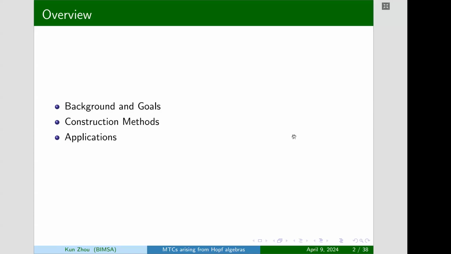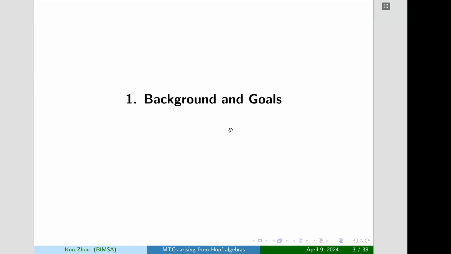Our talk has three parts. The first one is background and goals, the second one is construction methods, and the last one is some applications. Let's go to the first part, background and goals.